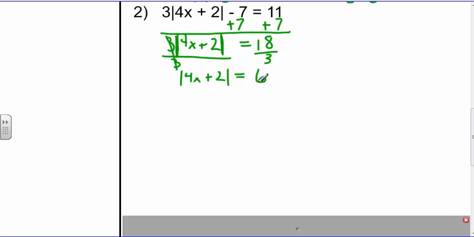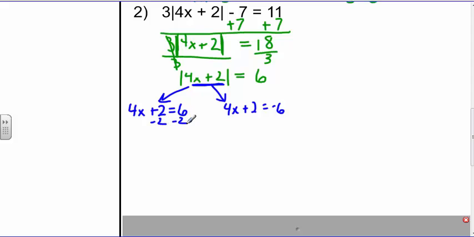Now it's a problem like the first one where we have the absolute value all by itself equal to a 6. So now we're going to take the parts on the inside and separate them into the 2 possible equations. So we're going to take the 4x plus 2, split it up, and do 4x plus 2 equals positive 6. And the other option, 4x plus 2 equals negative 6. And we solve those 2 equations.